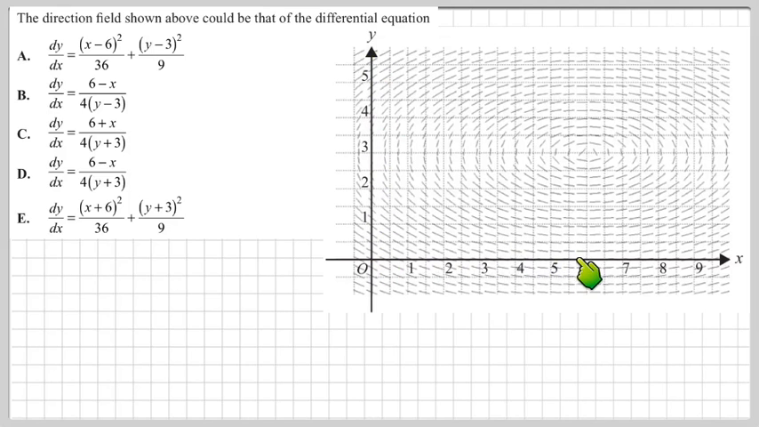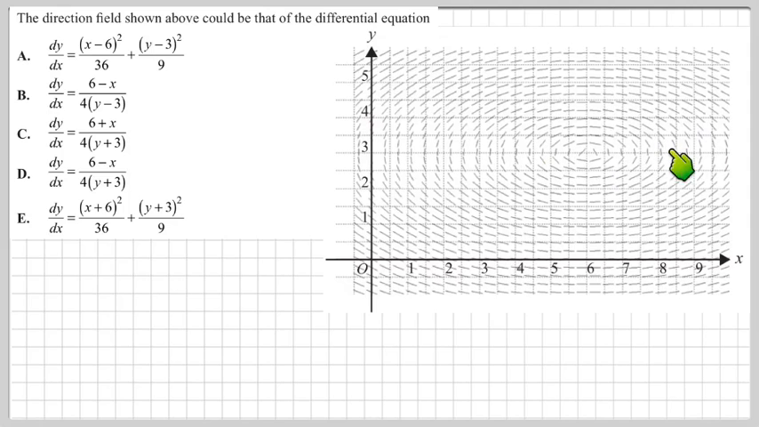But I'll tell you what does tell us a lot is this thing here. This looks like ground zero here, doesn't it? And you can see that when x is 6, the slope lines are all flat, yes? And when y is 3, the slope lines are always vertical.